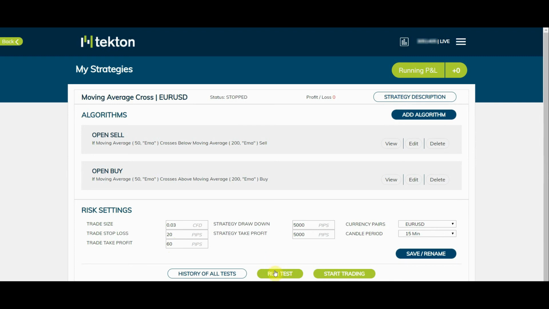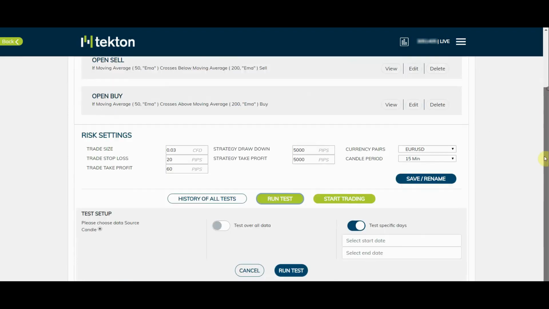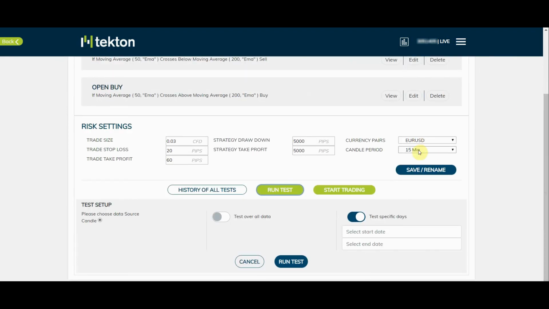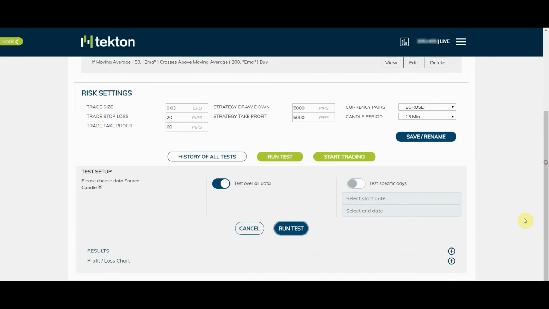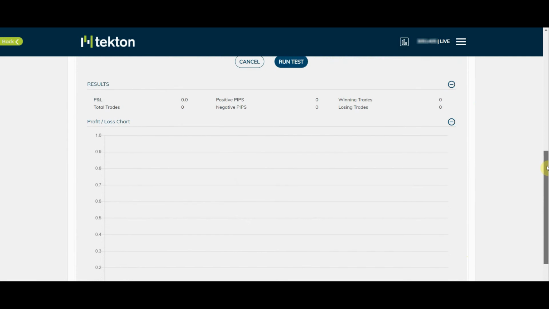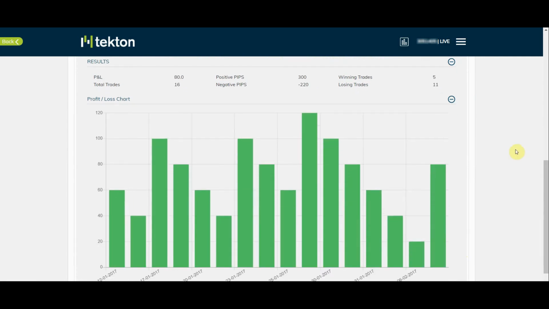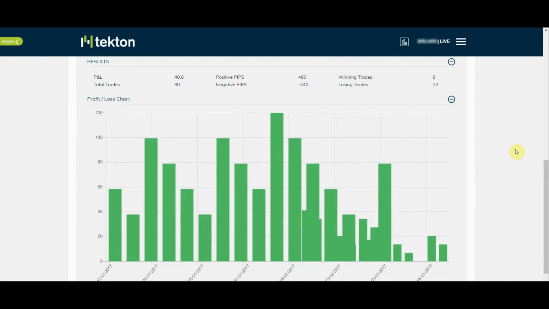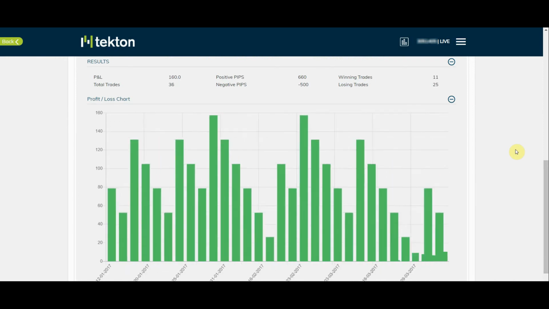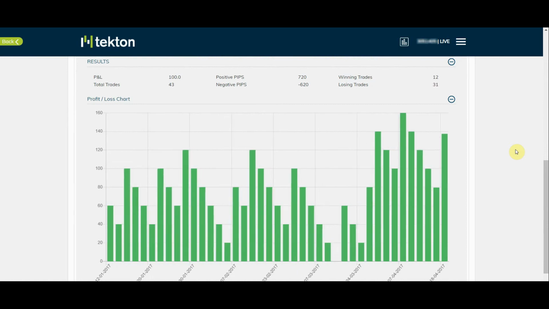Okay, I'm going to run the test. It's euro dollar, 15 minutes, test over all data, run test. Let's see what happens. Let's see what the result is. Okay, I've tested this on the other settings. I just want to see what this one comes in at today. So we've run this at a higher time frame, we've run this at a lower time frame. We've also run this with different stop loss settings and take profit settings.